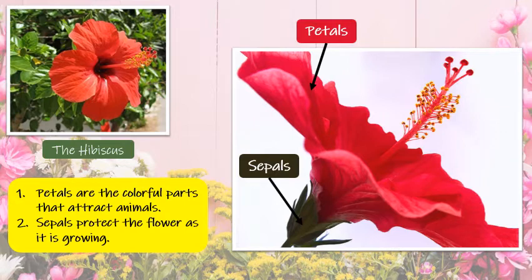Sepals are green. They look like leaves, and their job is to protect the flower when the flower is still young and small.